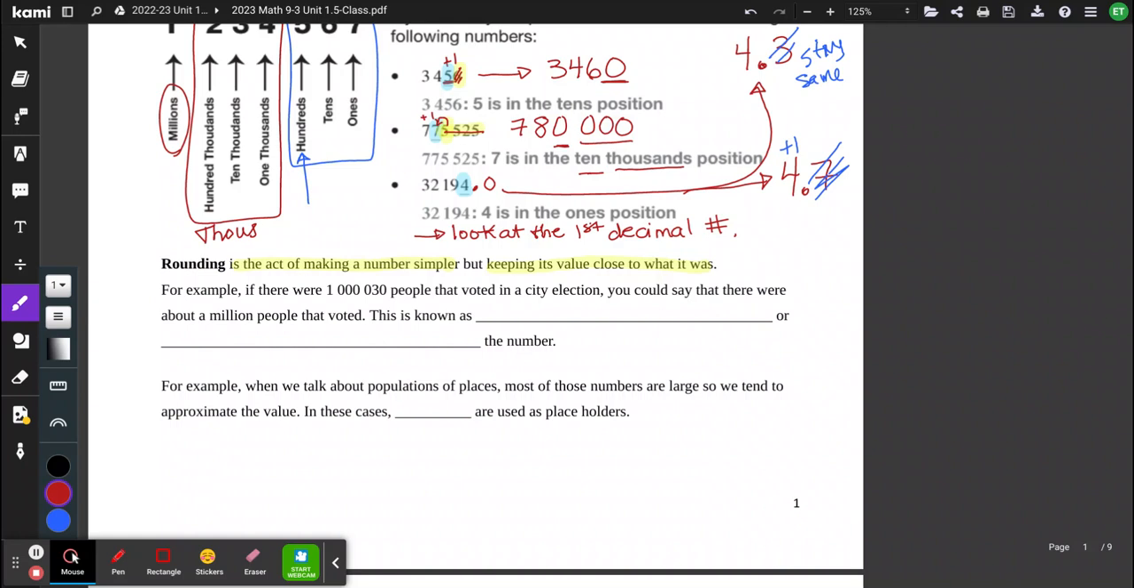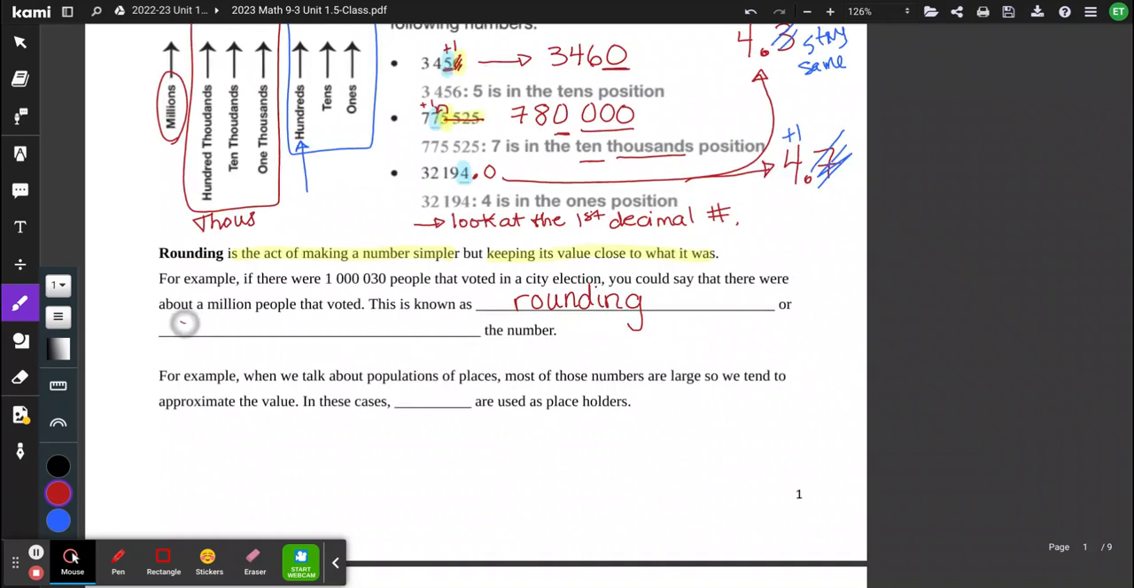This is known as, what would we say? Rounding. Okay, this is known as rounding or doing what to the number? What would we call it? Rounding or estimating. So rounding and estimating are pretty much the same thing.